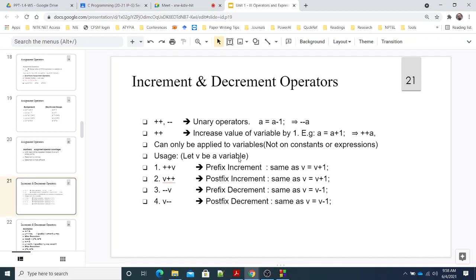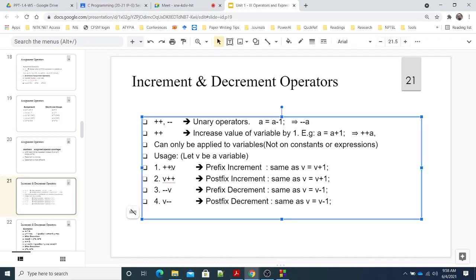Two forms. One is that you use the increment operator or decrement operator before the variable. The example here, before the variable we apply the increment operator. Here before the variable we apply the decrement operator. And the other one is after the variable we apply the increment or decrement operator. So here I apply the increment operator after the variable name. So these two ways we can use increment and decrement operators.